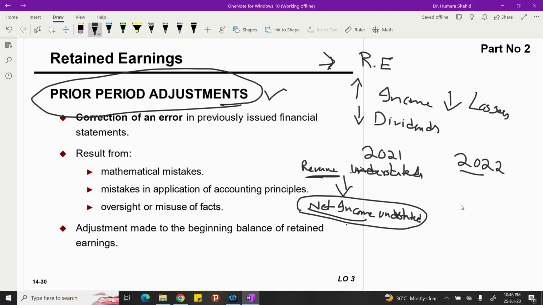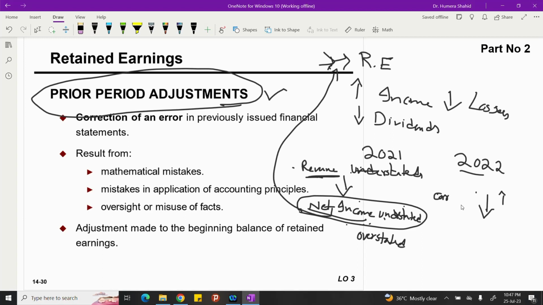So where will we rectify it? We will rectify this understated net income in the retained earnings statement, because last year's net income is already closed into retained earnings. That's why, when in 2022 you are preparing the retained earnings statement, you adjust for the adjustments of prior years. If last year your net income was recorded less, what you record now in the retained earnings statement will be a correction of the error of last year and will increase your retained earnings. If net income last year was overstated, recorded more, then in the current year retained earnings statement, we do the correction by decreasing the retained earnings.